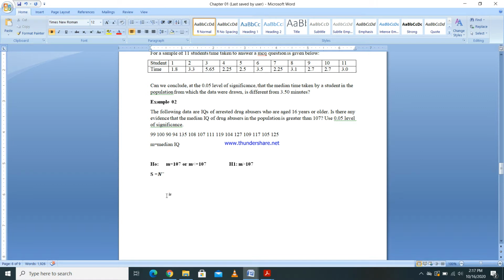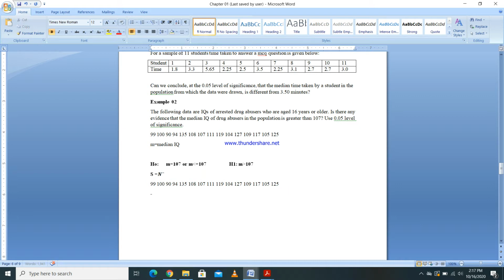Now you have to find the n minus value. What you have to do is take your data set and check how many positives and negatives there are. The given median value is 107. When you take the difference between the observation and the given median value, you can observe whether the difference is positive or negative. For example, if you take the first observation, you have 99. When you take the difference between 99 and 107, we get a negative difference.